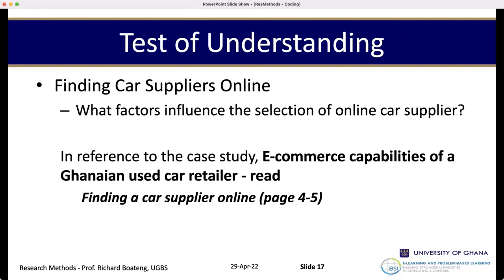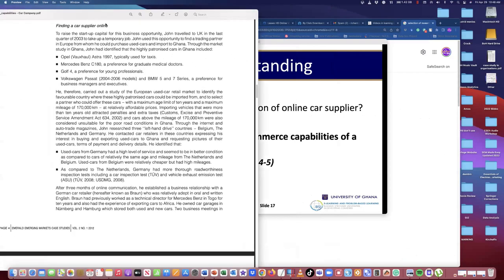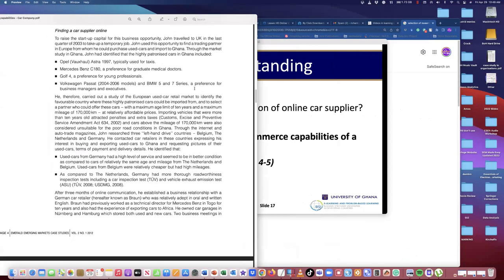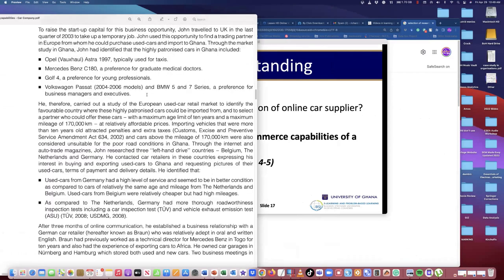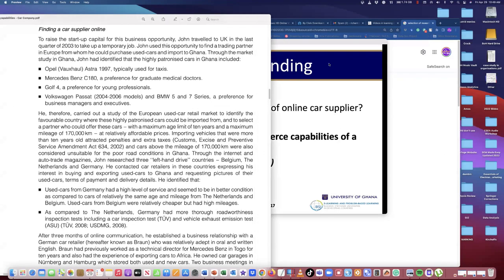So let's do a practical session. This is finding car supplies online. I gave you this one some time ago: e-commerce capabilities in the used Ghanaian car retailer. Let's look at pages 4 and 5. Everybody should open pages 4 and 5. We're going to see whether we can make sense of it. This is our data. This is page 4, finding car supplies online. Can you see it?